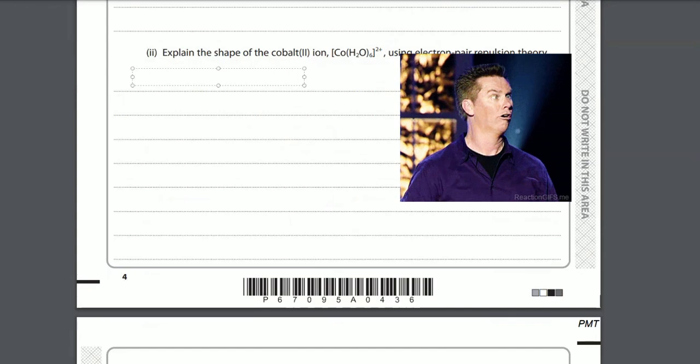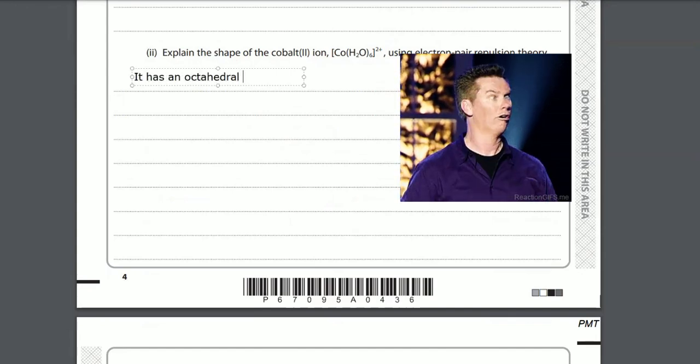Now, explain the shape of the cobalt 2 ion, Co(H2O)6 2+, using electron pair repulsion theory. So what we're looking at here is what shape does it have? Well, it has, oh my gosh, I'm writing in white. That's a bit daft.